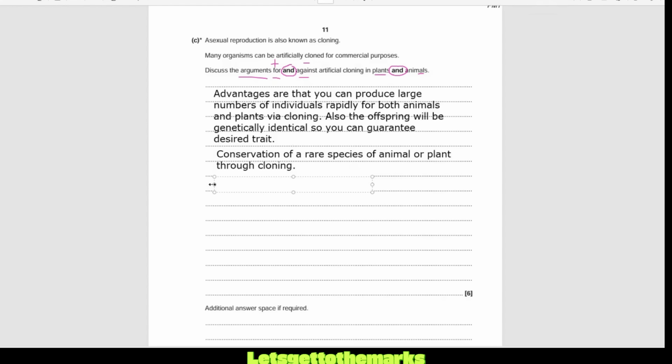Should we go into the negatives? We could do some of the against. I think I've done three kind of positives: large amounts of individuals, genetically identical, so you guarantee the desired trait, conservation of a rare species of animal or plant. Animals can be cloned to produce identical pets for owners. I know it seems a bit weird, but we'll give that one as an example. Like if you've lost your cat and you want little Harry back, you can clone them.